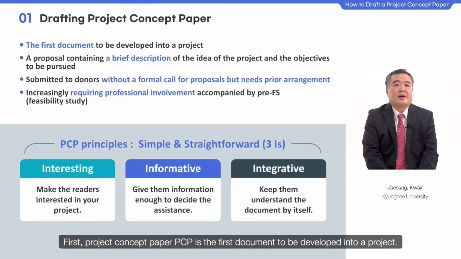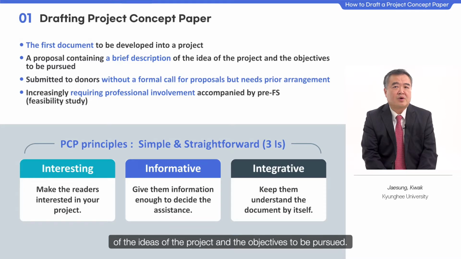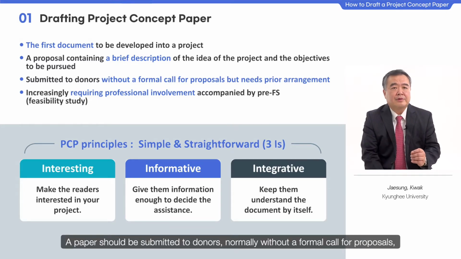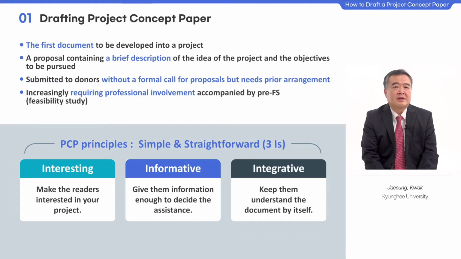First, the project concept paper, PCP, is the first document to be developed into a project. So this is a proposal containing a brief description of the ideas of the project and the objectives to be pursued. The paper should be submitted to donors, normally without a formal call for proposals, but you need a prior arrangement for that.